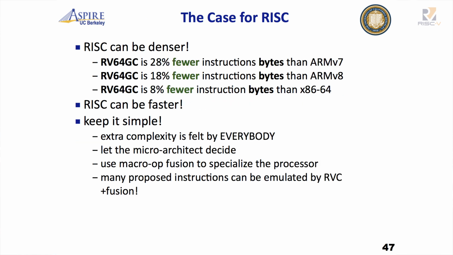So with that, I think we made a pretty good case for RISC. We can be denser, we can be faster, and the nice thing is, particularly for an open source community, for an open source ISA, any extra complexity is felt by everyone. So with this technique, the microarchitect can decide how much complexity they want to bite off.